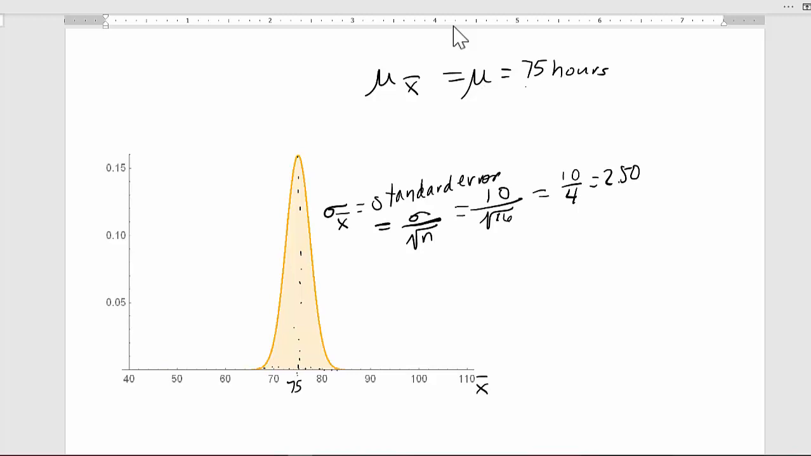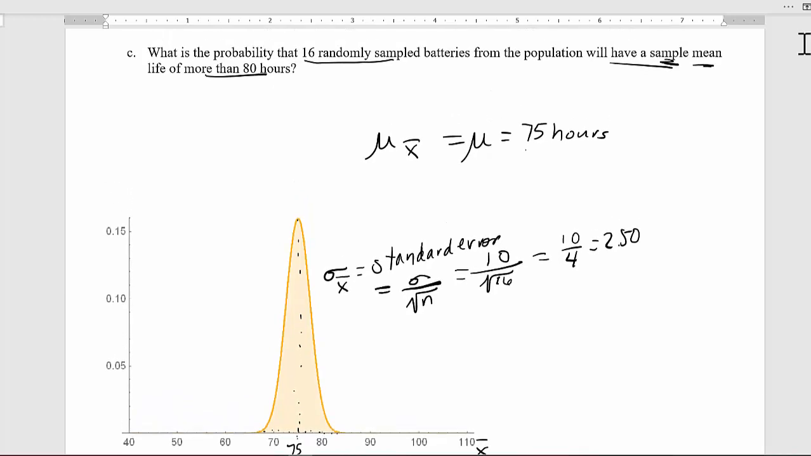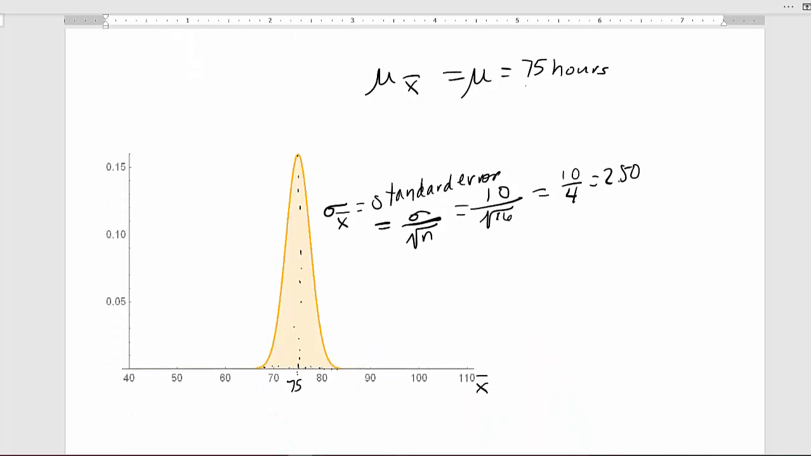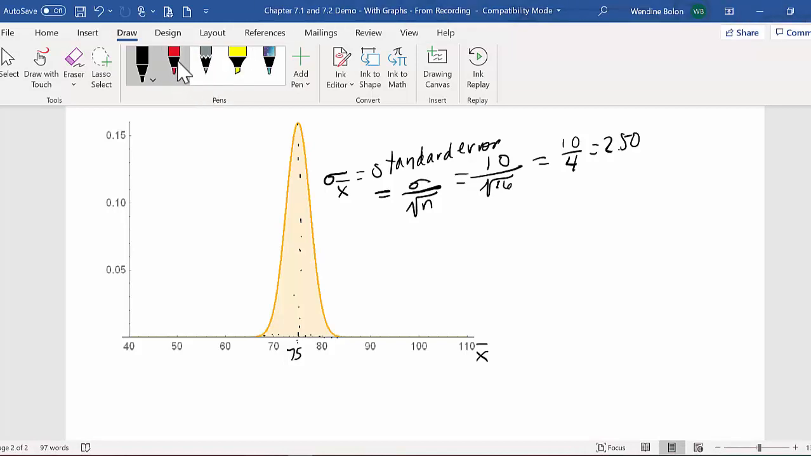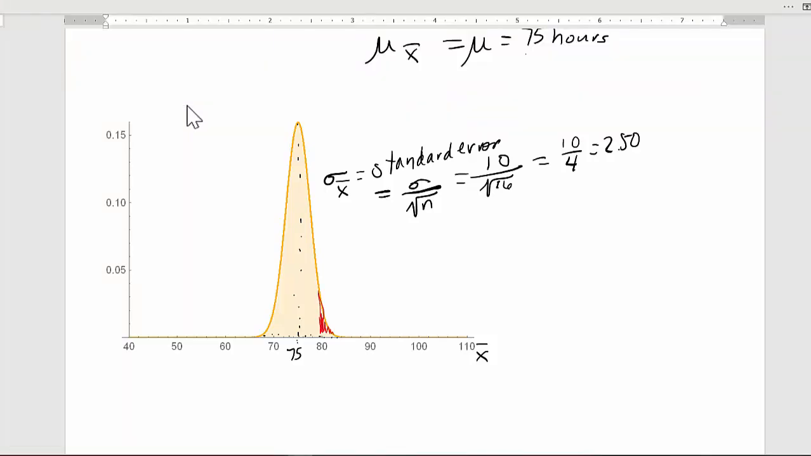Now, we can calculate the probability that a sample mean of 16 batteries will be greater than 80 hours. This is really not much different than what we did in Chapter 6, but the meaning of this is quite different. So if we want to calculate the probability that an average of 16 batteries, not 16 individual batteries, but an average of 16 batteries lasts longer than 80 hours, we're actually looking at only this tiny little area under the curve here. So this looks like it should be something relatively small.